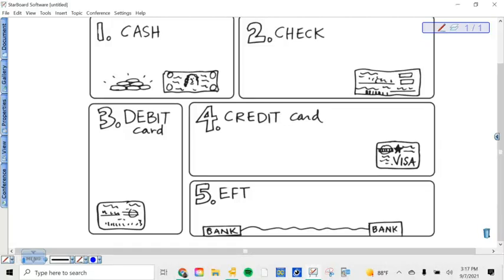And I think we just talked about debit card. Is that right? We talked about 1, 2, and 3. Yes. Cash, check, and debit card. We were on the credit card when we left off.